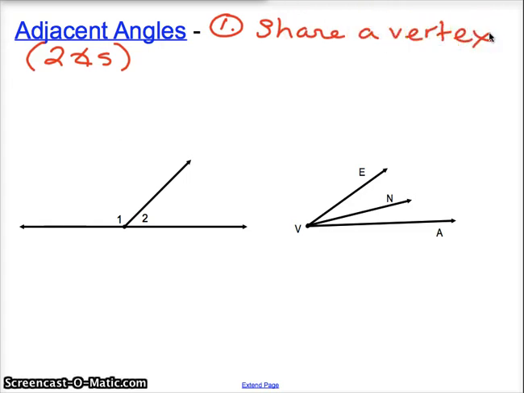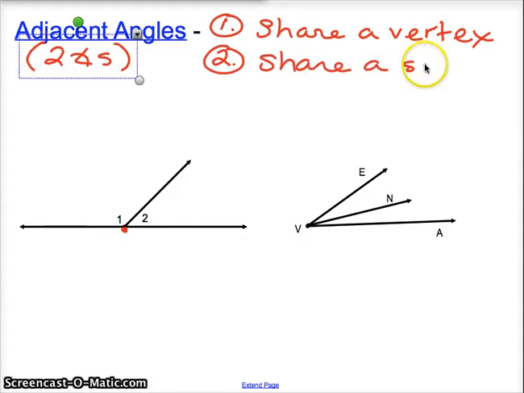So if we look below at this diagram right here, looking at angles 1 and 2, we see this vertex right here is common. It's the vertex of both angle 1 and angle 2. That is not enough to make them adjacent, however. The second condition that has to be true is that both angles must share a side. You know that sides of angles are rays. This side, that ray, is a side to angle 1, and it's also a side to angle 2.